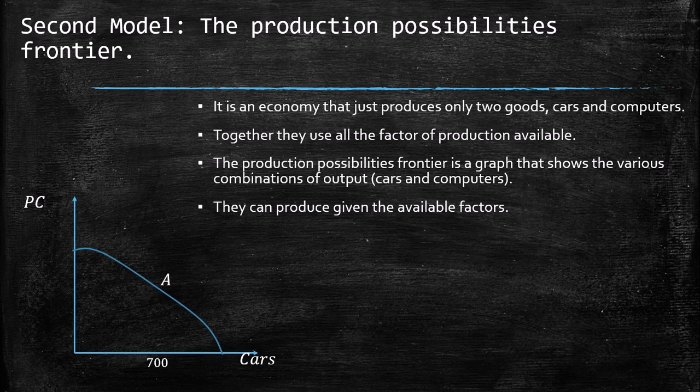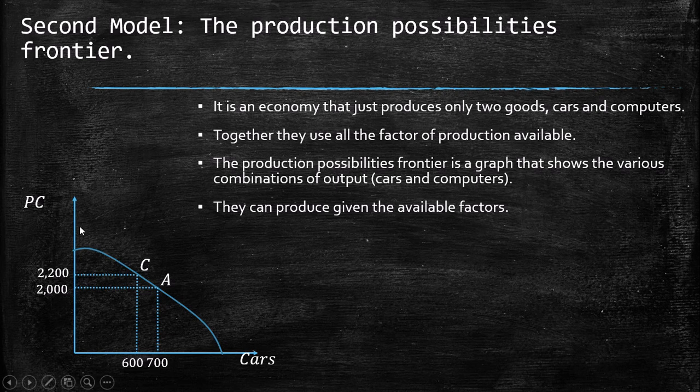Let's imagine the first point, which is going to be this. This is the economy. They are going to produce 700 cars, and with 700 cars they can produce 2000 computers. This is point A. It lies on the frontier. What about the second point? The second point we label C, which is 600 cars and 2200 personal computers. What is interesting to see here is the opportunity cost of cars.